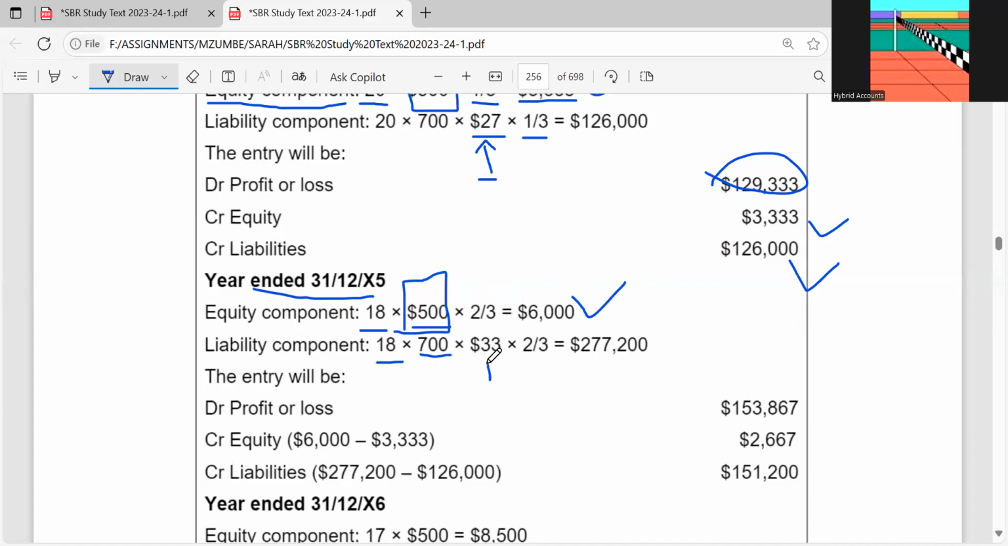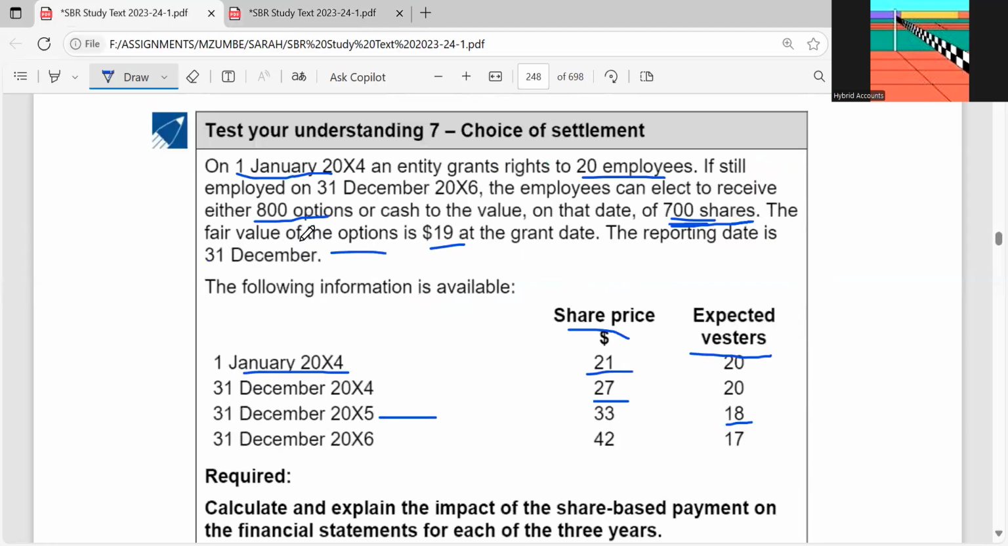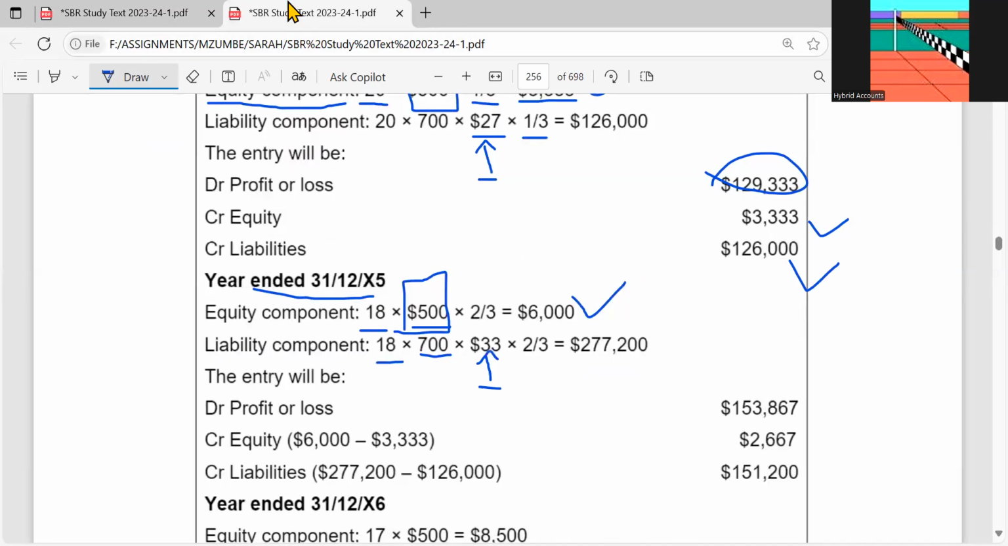You multiply by the fair value at the end of which respective year. This is year 2, 20x5. If you come on 20x5 here, you find that this is the price at how much? 33, and then you apportion it by 2/3, you get this one. So you do the same, copy this one, on equity, you copy this one here, and how do you get this now? You need to know how to get this figure, right?